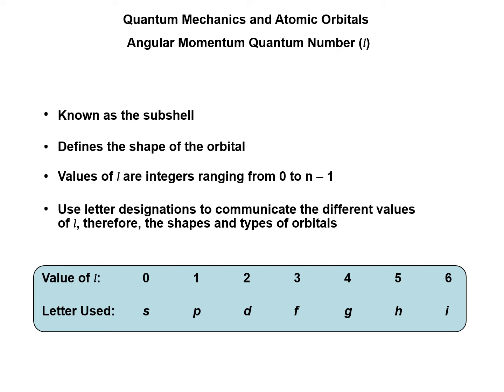The next quantum number is the angular momentum quantum number, or L. This describes the shape of the orbital. It's known as the subshell. The values of L are integers ranging from 0 to n minus 1, or the shell minus 1. Using letter designations to communicate the different values of L, the shapes and the types of orbitals are listed below. When you have an L value of 0, you have an s orbital. When L is 1, you have a p orbital, 2, d orbital, and so forth.